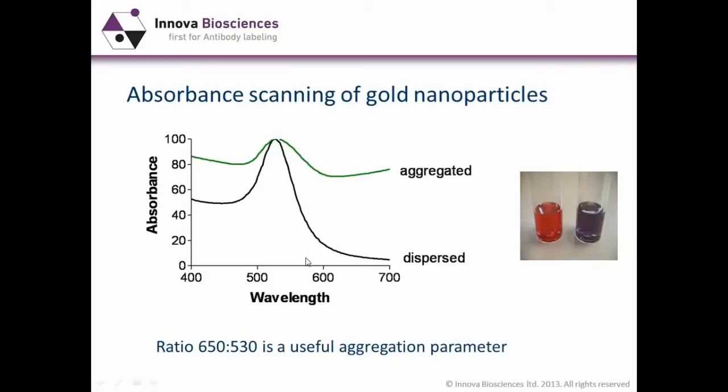Absorption is around 520, 530 nanometers. And then in the aggregated state, there's a dramatic change in the profile, particularly in this region where there's a significant increase in absorbance between 600 and 700 nanometers. So if you take a ratio of, say, 650 to 530 nanometers, this is a useful aggregation parameter. Although you could take more or less any wavelength in this region and express it as a ratio of 550 to get a measure of aggregation.